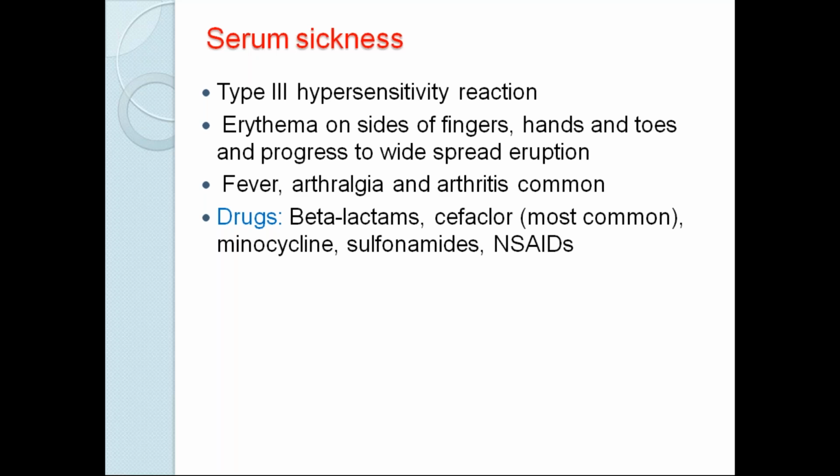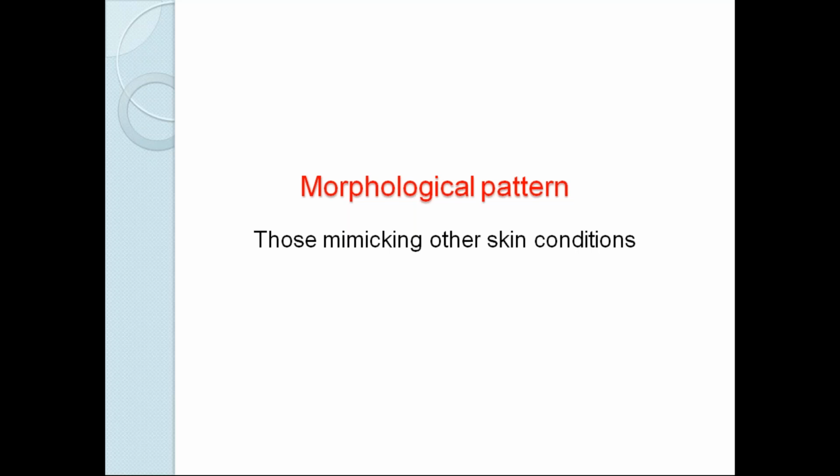Next, coming to serum sickness. It's a type 3 hypersensitivity reaction where you'll see erythema on the sides of the fingers, hands, toes, and progressing to a widespread eruption. And also there will be fever, arthralgia, arthritis, which is common. The drugs are beta-lactams, cefaclor, minocycline, sulfonamides, and NSAIDs.